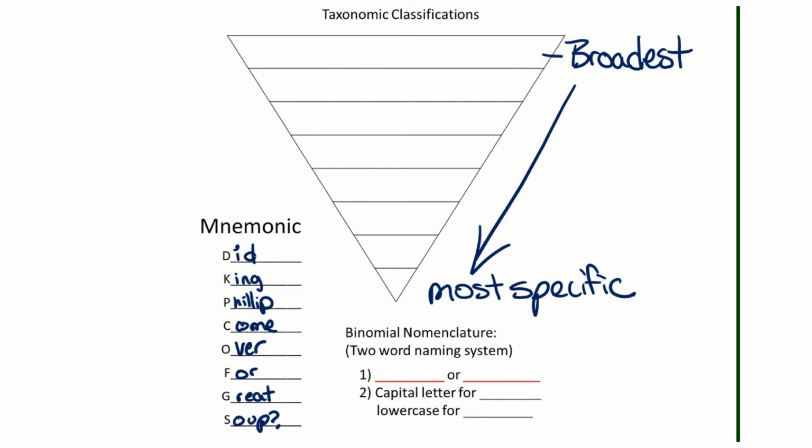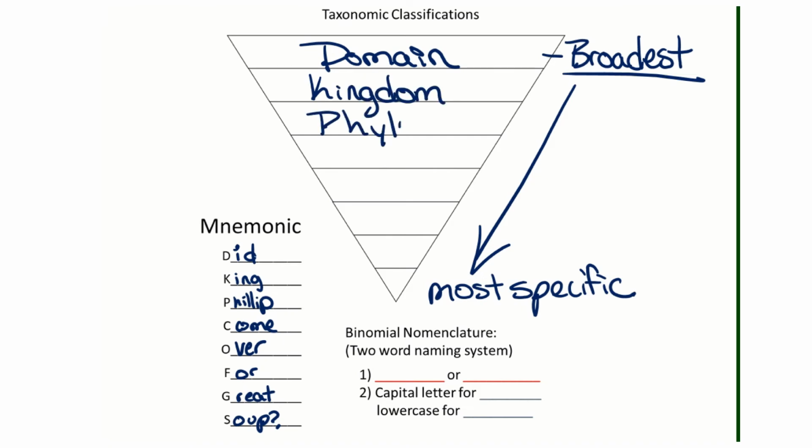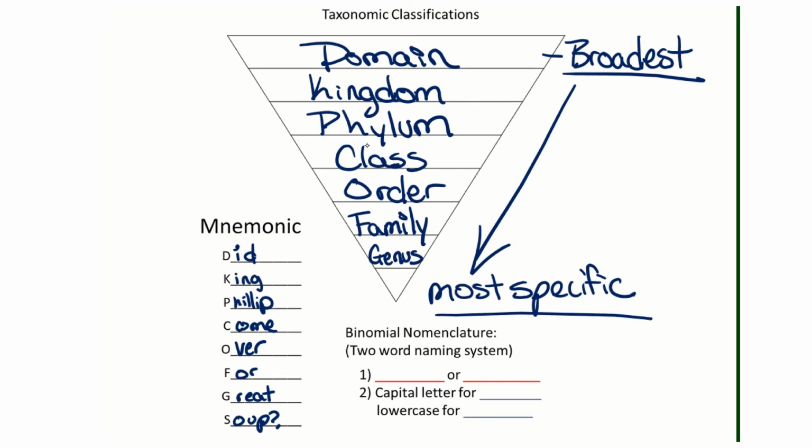Now, the first one for did, that is the domain. And remember, that is the broadest. Then we move down to kingdom, phylum, class, order, family, genus, and the last, which is the most specific, would be species.